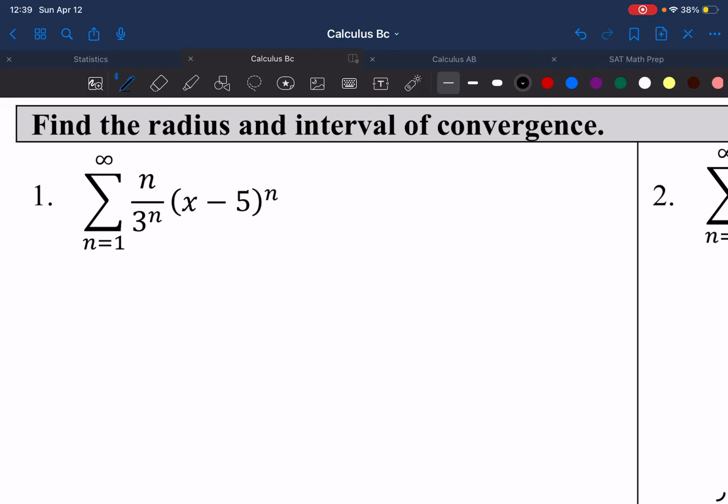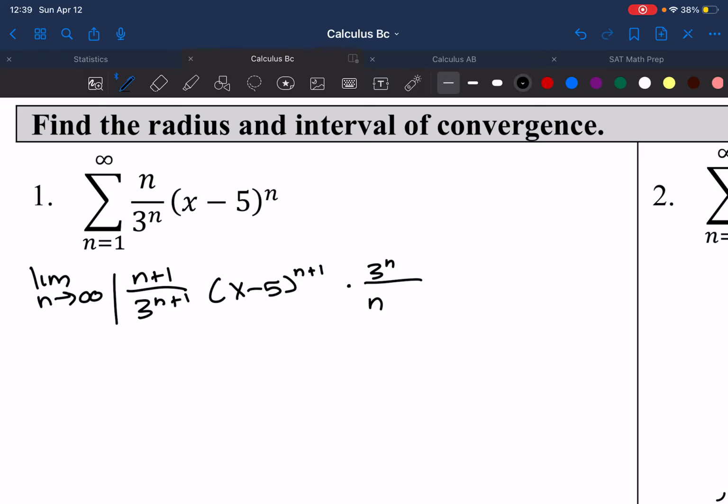Okay, so since we already went over the ratio test, I'm not going to go step by step on how to simplify it. But I am going to still set up that part of the ratio test. So we have the limit as n approaches infinity of the absolute value of n plus 1 over 3 to the power of n plus 1 times x minus 5 to the power of n plus 1 times the reciprocal of a sub n, which means this is 3 to the n over n times x minus 5 to the n power.